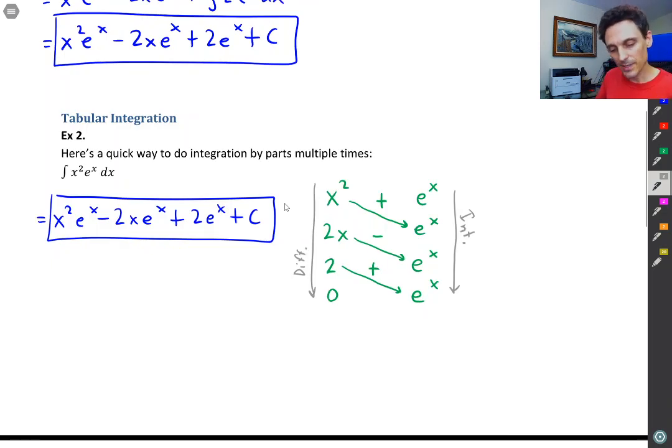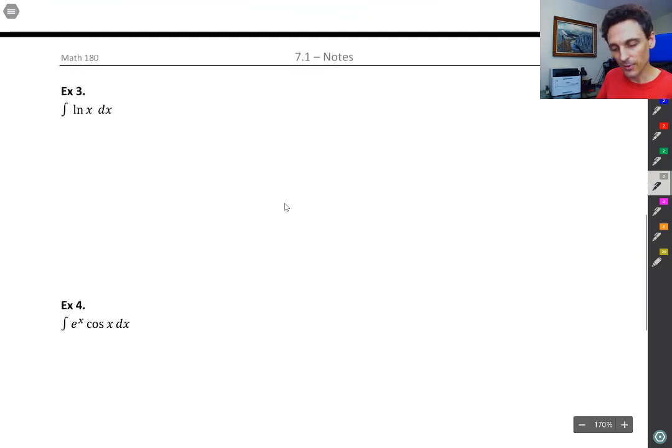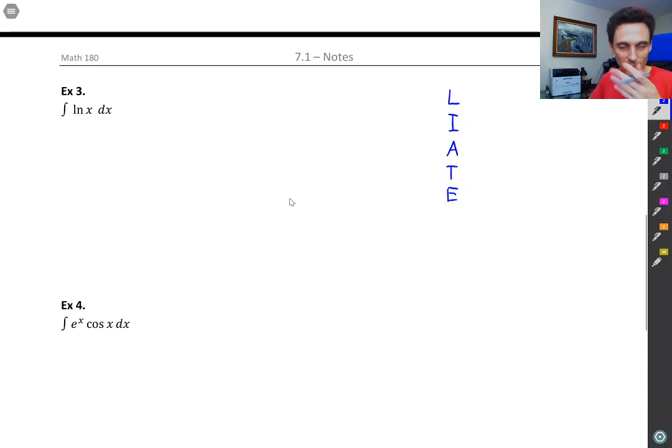Let's do a couple more examples. Example 3 is the integral of ln x dx. Now, one thing I wanted to mention before we do this is that there's a mnemonic that goes along with integration by parts. And this is just a common mnemonic that a lot of students use. It's LIATE, and I'm writing it vertically because we're going to go to the right and write out what each of these letters stand for.